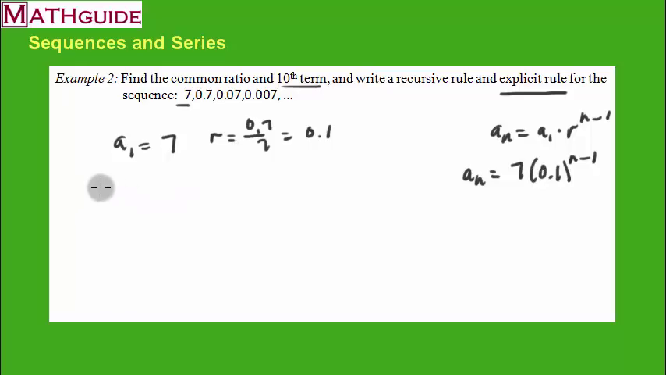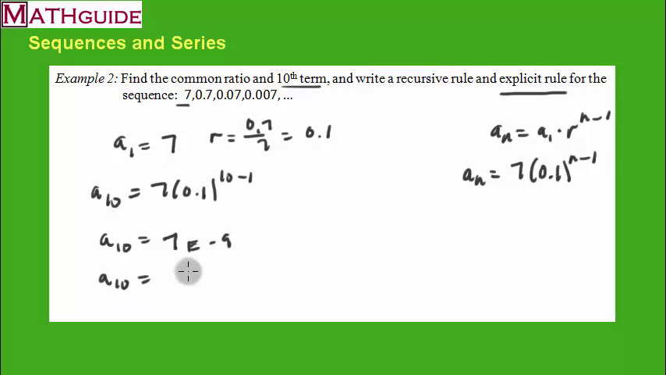Okay, so how do you do that? Well, we're going to substitute n for 10. Now, we just throw this into a calculator to get an answer. So the calculator gives me some strange looking number. Okay, that is scientific notation. It's a very tiny number. It really means 7 times 10 to the negative 9th.